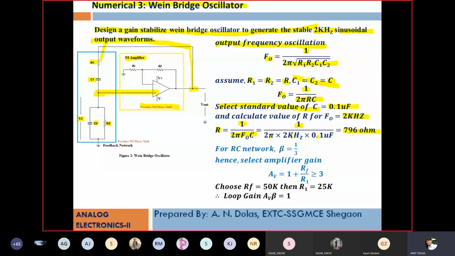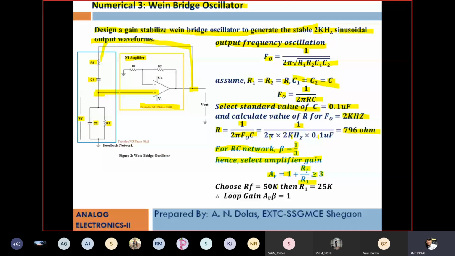And for the RC network, the beta factor is 1 by 3. Hence select the gain of the amplifier slightly greater than 3, or 3. You may use 3, nobody will mark you wrong, but don't choose less than 3. So AV is equal to 1 plus RF by R1. It should be slightly greater than 3.